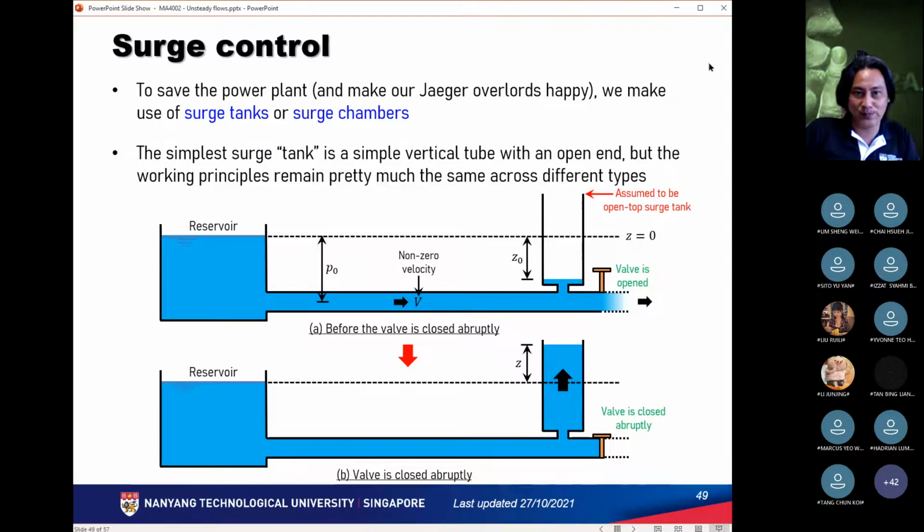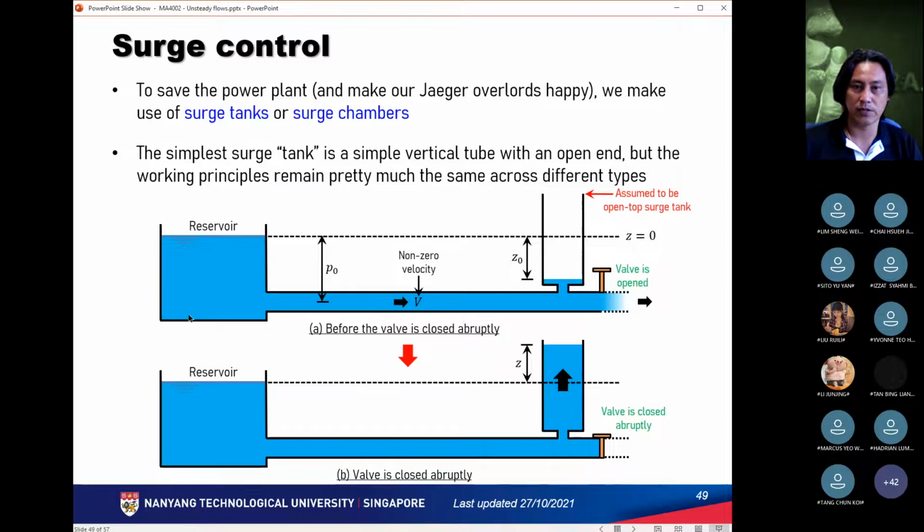Surge control involves the use of surge tanks or surge chambers. There are many types of surge control devices out there. Generally speaking, they look like tanks or chambers. If you're interested, you can Google all these devices, but I'm going to talk about the general surge tank and surge chamber, which is the basis of more advanced types. Now, the simplest surge tank is a very simple vertical tube with an open end, as you can see in the figure here.